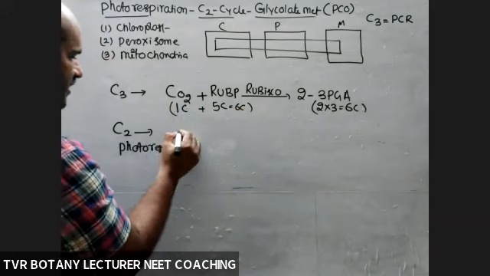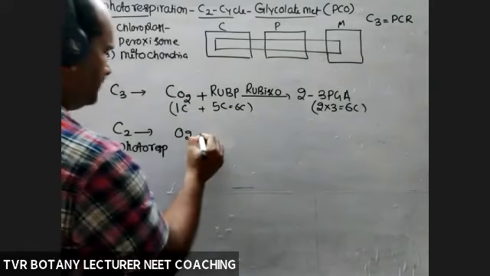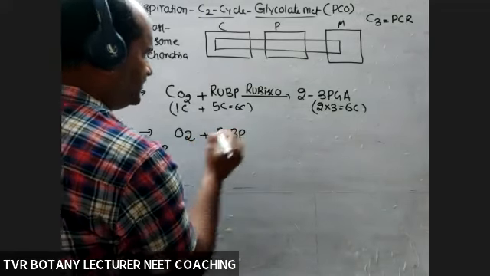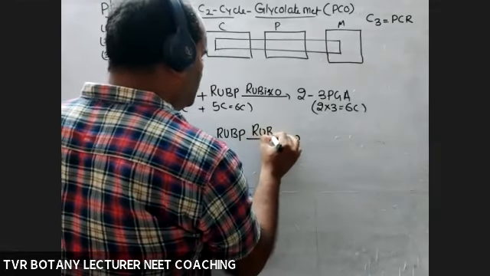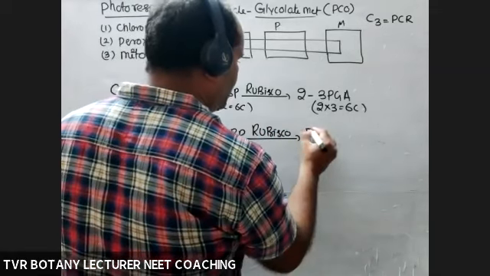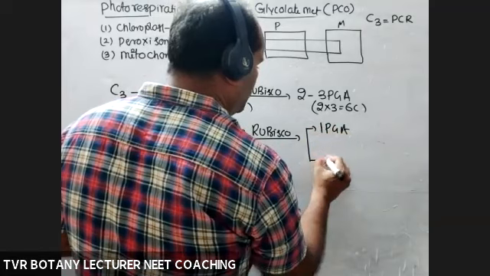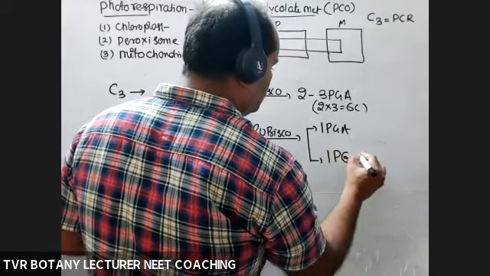Next, photorespiration. Instead of CO2, take oxygen, plus RuBP as it is, enzyme as it is. And the products? One molecule of phosphoglyceric acid and one molecule of phosphoglycolate.